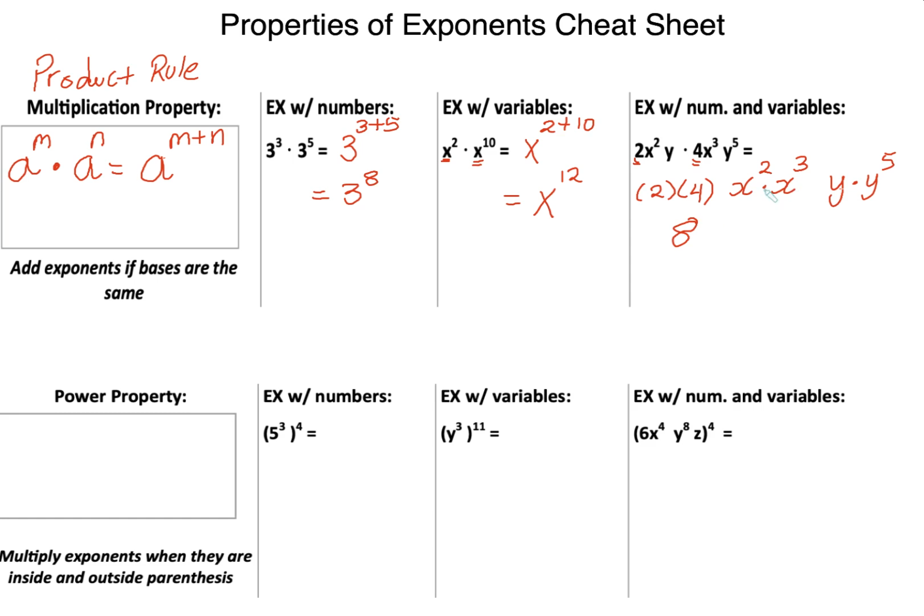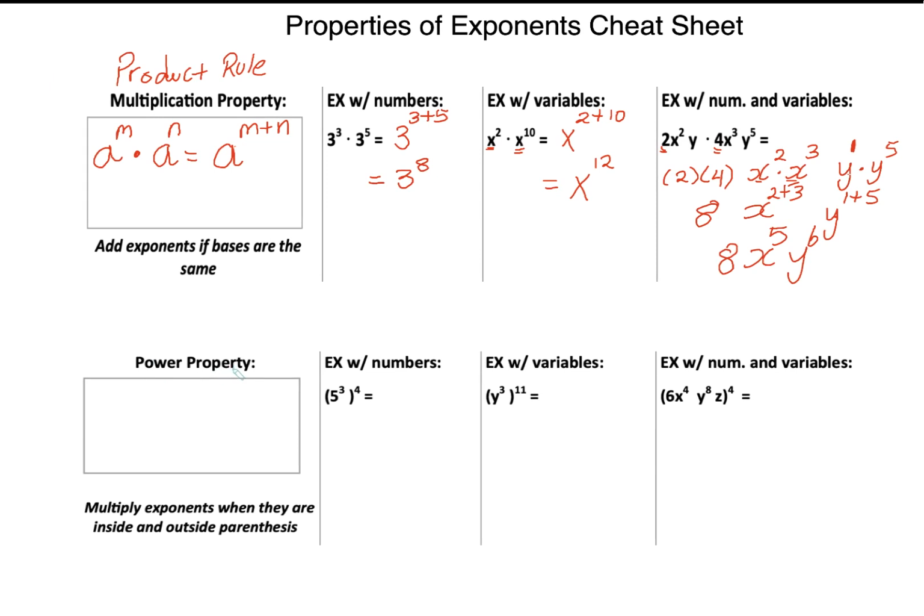However, here the rule states that if you have a base raised to an exponent and you're multiplying by a matching base, they're both x's, you keep your base and you add the exponents. And the same thing with the y. Now please remember there's an exponent here with the y. It's an invisible 1. So this will be 1 plus 5. So your answer is 8x raised to the 5th power with y raised to the 6th power.